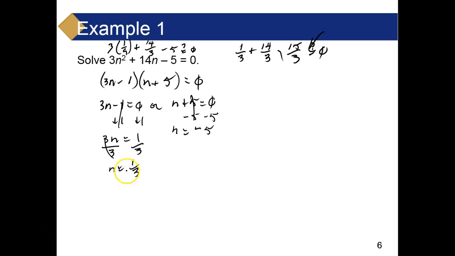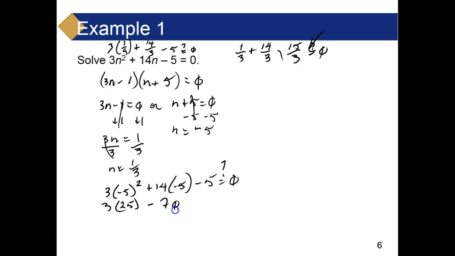Plugging in a -5. 3 times -5 squared plus 14 times -5 minus 5 equals 0. That's the question, is it? What is -5 squared? 25. So you have 3 times 25. What's plus 14 times -5? First, tell me the sign. Negative. 70. Very good. Minus 5. Is that equal to 0?